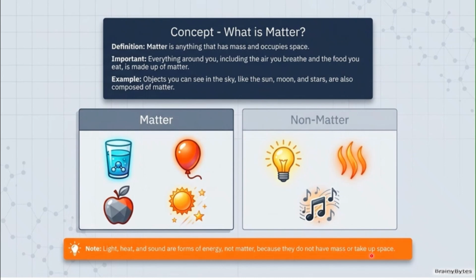The question is, why? Let me give you an example. Take a glass of water and add marbles to it. You will observe that the level of water rises, whereas if you strike light into water, you observe no change in the level of water. And this clearly proves that light is non-matter, as it neither has mass nor requires any space.